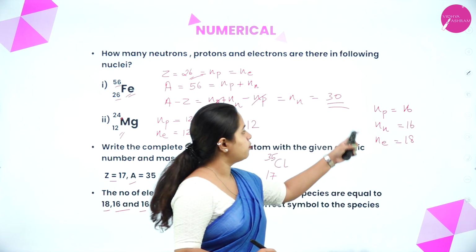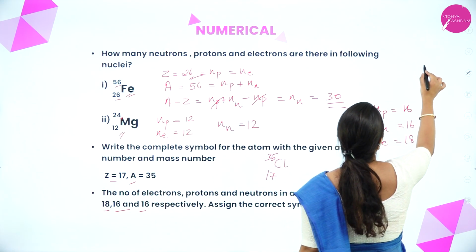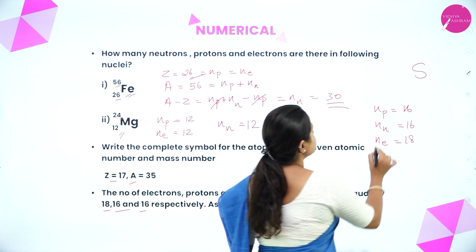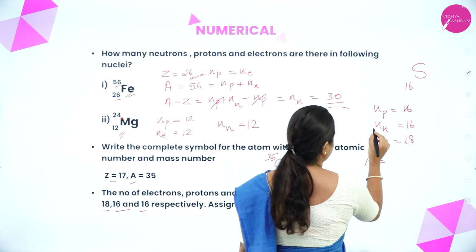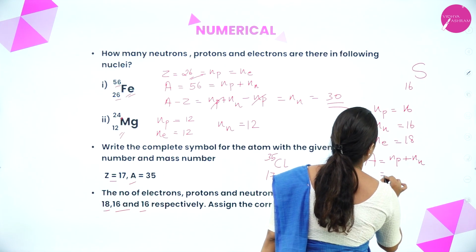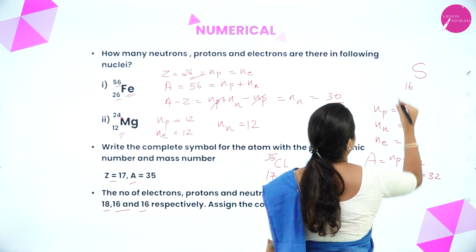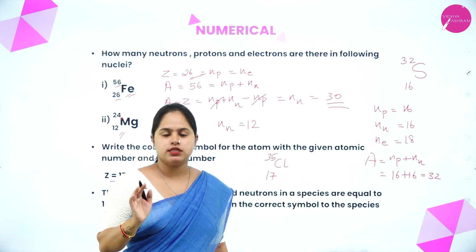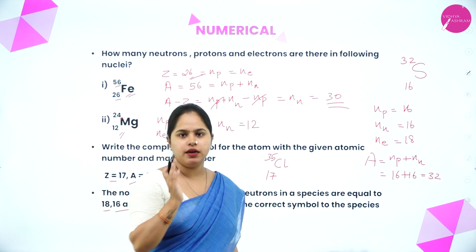So the number of protons is given as 16, which means that will be your atomic number. We know that the element which has atomic number 16 is sulfur. So you write your atomic number here. Now how can you calculate your mass number? That will be equal to the number of protons plus the number of neutrons. That is 16 plus 16, which will give you 32. So using the number of protons and neutrons, we calculated our atomic number and mass number.